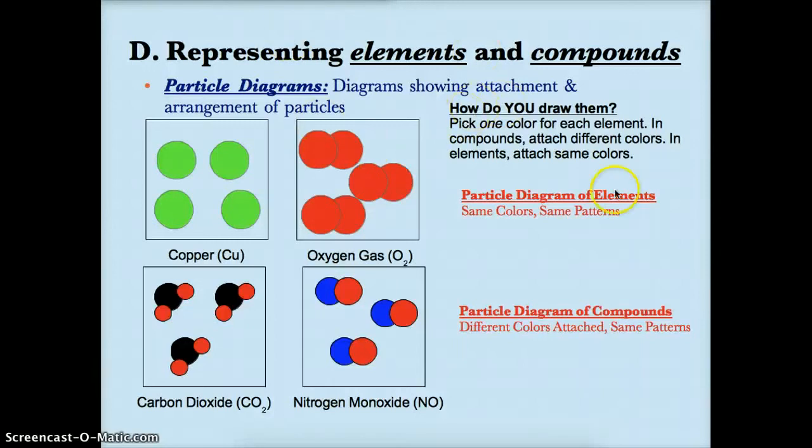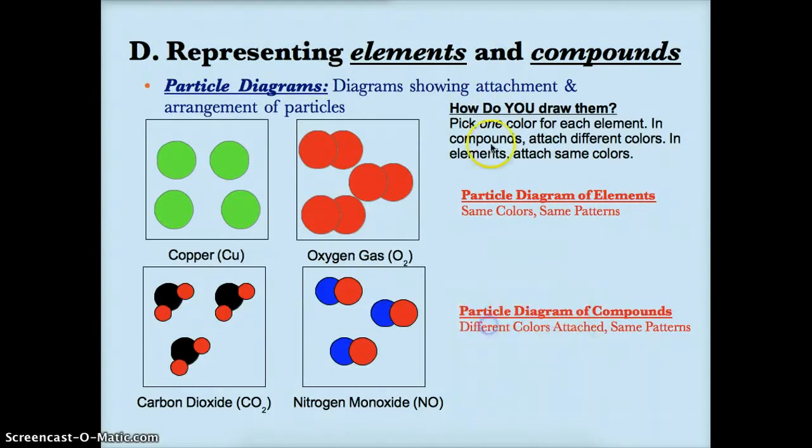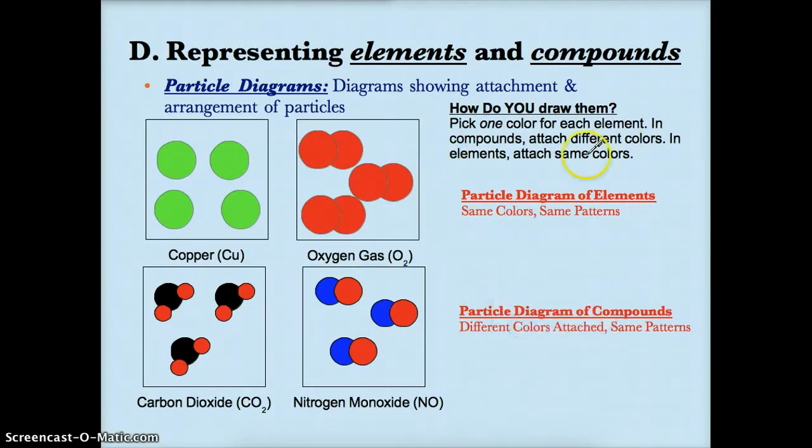Now let's just really quickly review how to represent elements and compounds. Let's remember that to represent elements and compounds, you have to pick one color for each element. When you have more than one particle in a specific unit, make sure you attach different colors for compounds, and for elements, make sure you attach the same colors. All right, with copper, I chose green, and since it's only one Cu, I just represent that by putting one sphere per atom of Cu, right?